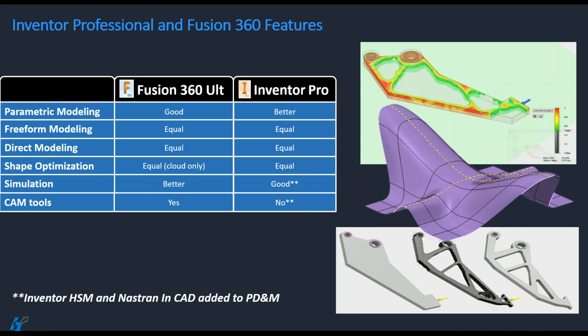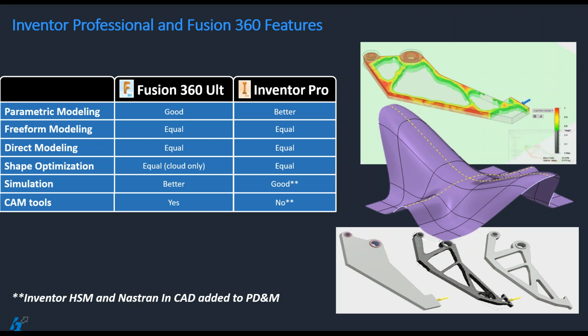So now that I've introduced Fusion 360 and Inventor to you, let's get into the nuts and bolts of this webinar and start looking at some of the similarities and differences between Inventor Professional and Fusion 360 Ultimate. Let me add that these features are in no particular order. They're both equal in freeform modeling and direct modeling tools, but Inventor does have a slight edge in its parametric tools and the sketch environment.